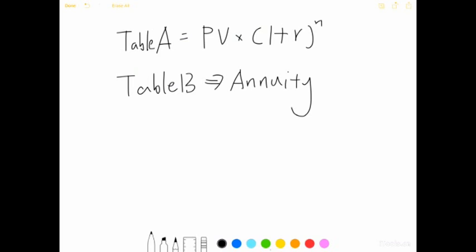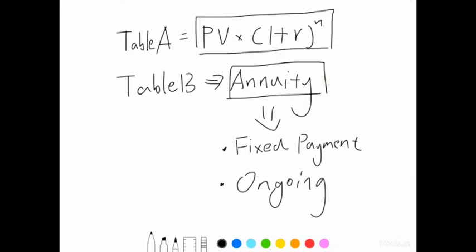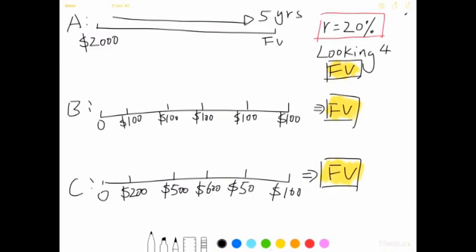A lot of people are confused about annuity, but you shouldn't be. It should be a really easy concept. An annuity basically only has 2 really important points. First is a fixed payment. Each period you're paying the exact same amount, no more, no less. And second, it has to be paid over ongoing periods. Compared to table A, where you only have 1 period of payment and you're done, for table B, you have to pay each period.